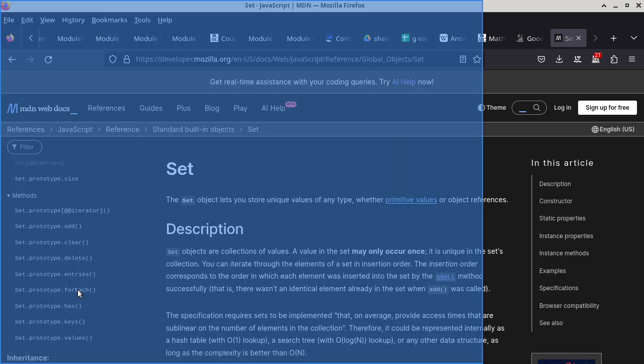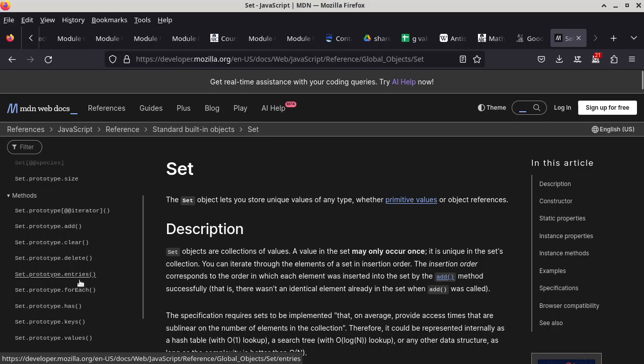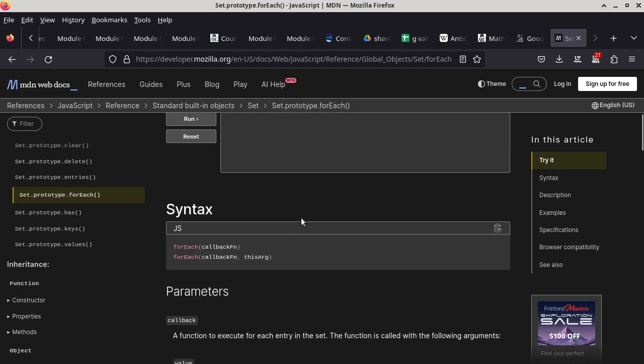So let me go back to the tablet here. What we can do now is to say reflexive is, and then, oh okay, I take it back, sorry. So don't copy anything just yet. Okay, the way we do this is to say rx dot forEach. forEach is a method, but when you look at what it requires, let me click on this one. Let me look at the syntax here.